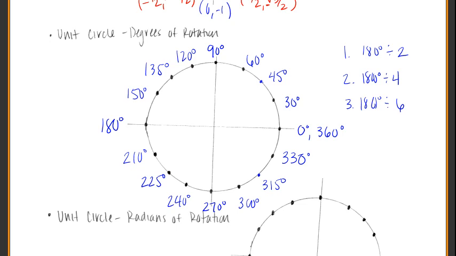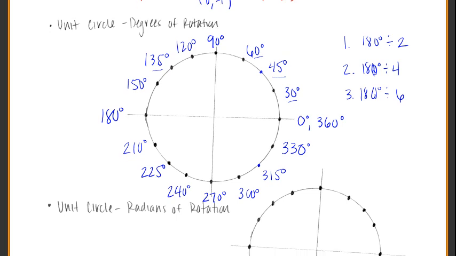When you divide by 2, you're dividing this 180 into 2 equal pieces. That's why you're going to put it up at 90. When you divide 180 by 4, you're going to divide that whole top hemisphere into 4 equal parts. That's why they're going into the middles here. And then by 6, that's why we're looking at the 6 equal pieces all the way around, okay? So let's do the same thing with radians.